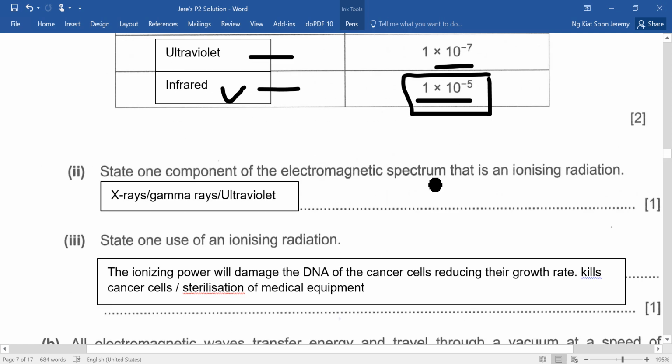The components that are ionizing, alright, I already told you the dangerous stuff are the high frequency stuff, alright, so any one of these three will do. Alright, what is the use of ionizing radiation? Okay, you can state anything here. Okay, so kills cancer cells, sterilization, basically any of the uses for these three things.